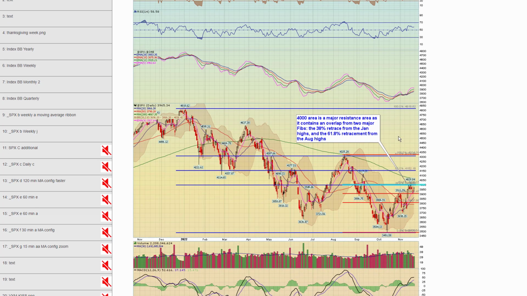chart 11. Here's a daily view. So early last week I showed this chart. You could see if you drew Fibonacci retracements from the January highs to the October lows and from the August highs to the October lows, you had a fib overlap right here. A 38% fib overlapping a 61.8 fib. Whenever you have fibs overlapping, that's a very significant area. And you can see I expected price to tag it and then pull back from that area, and that's what it's done. Now we'll see if we can push up through it.